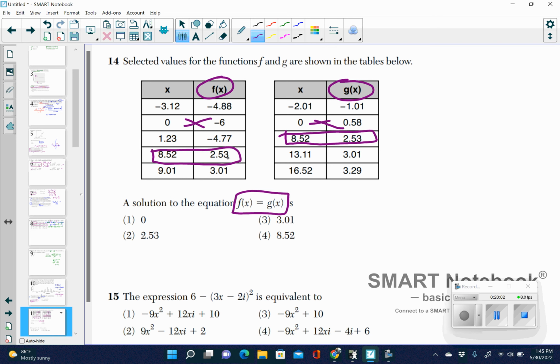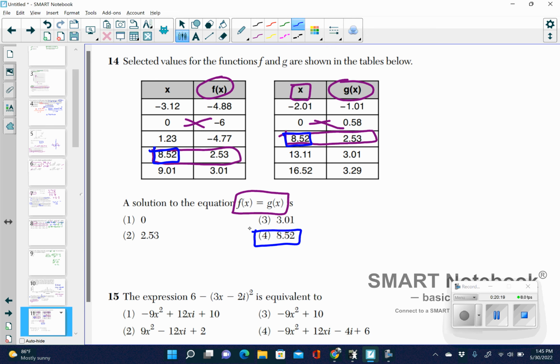So it says a solution. Solution is we are looking for the x's. Clearly tells us, right? We don't care what the y's are. We're just looking for the x's. So the x's are the same right here at 8.52. So the correct answer is 4.